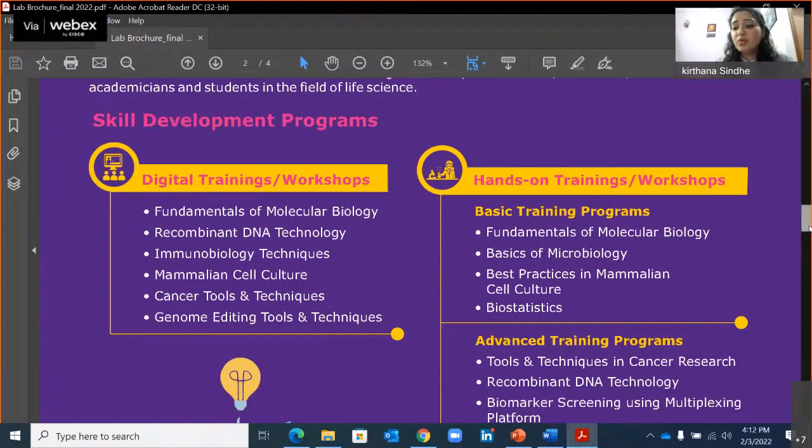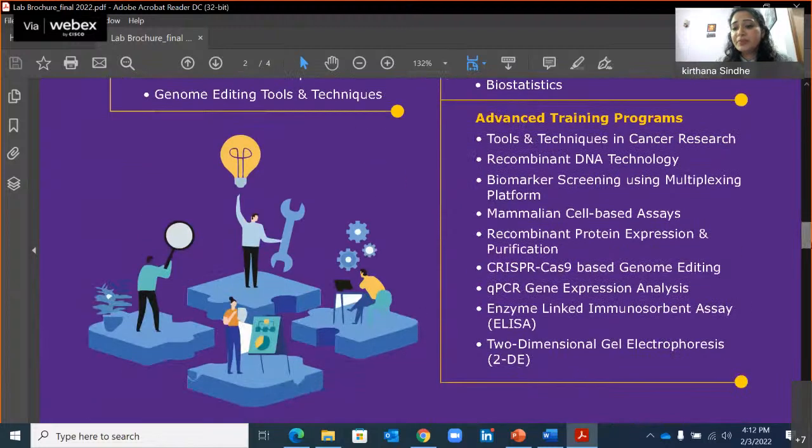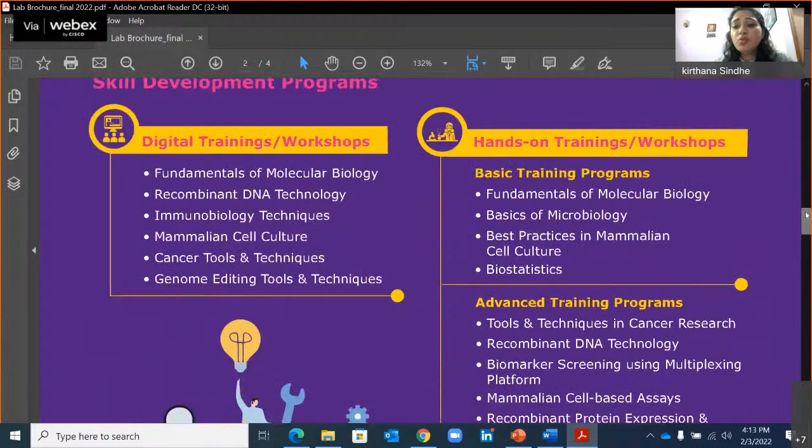For advanced trainings, such as mammalian cell culture assays, or let's say, recombinant DNA, these take a little longer. So it will go up to 10 days to 15 days, where students can come and learn these techniques. So we are very flexible to customize it. Our basic program starts at 5 days. We do not want to be in a hurry.